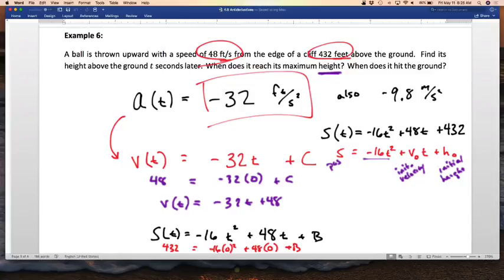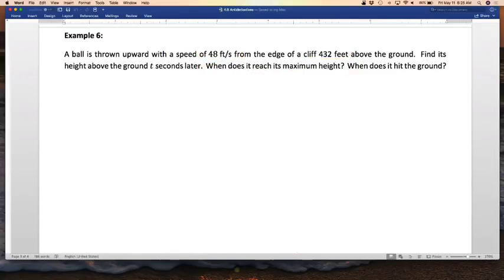Any questions yet? We haven't answered the problem yet, but any questions yet? All right, so as for answering the questions, the first part of it is done. The function itself is the height above the ground t seconds later. It's a function based on time. So whatever t you plug in gives you the height. The second question is, when does it reach its maximum height?